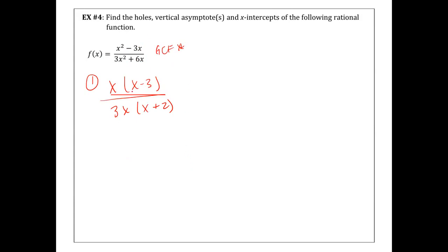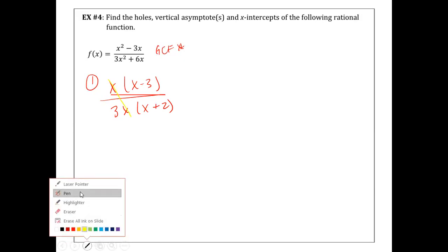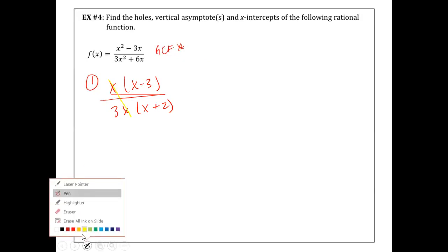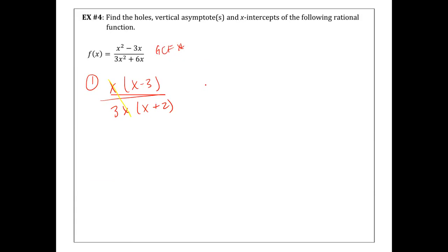After I factor out, I'm now going to figure out if there's a hole, vertical asymptote, or x-intercept. So when I look here, I do have a factor that can be eliminated. My factor that can be eliminated is x. Because x can be eliminated, that tells me that I have a hole at 0. So I have a hole at x equals 0 because it was eliminated.